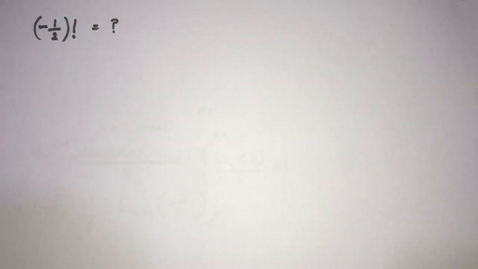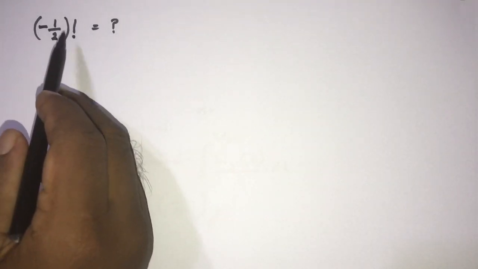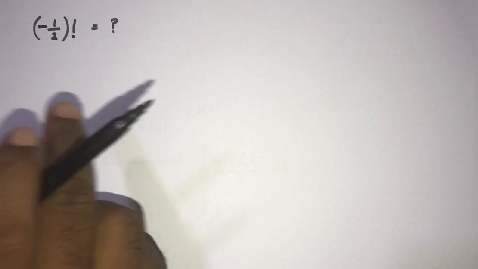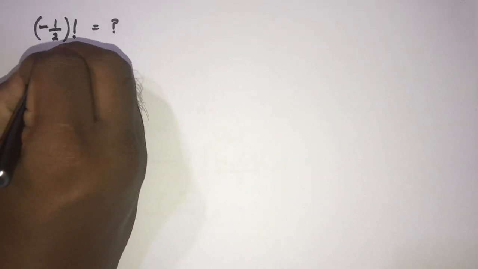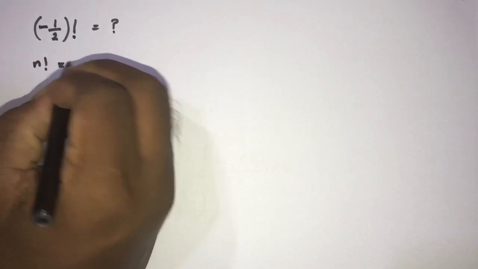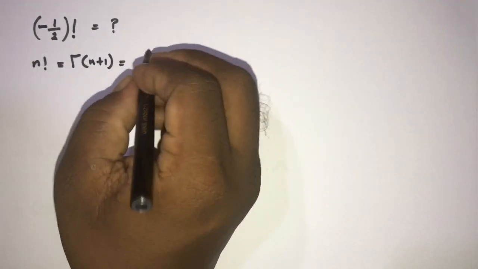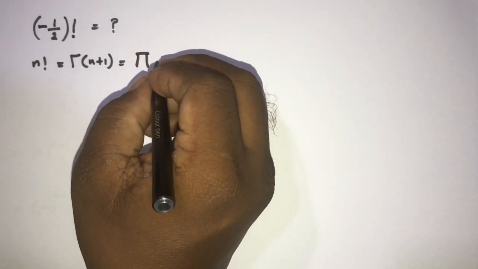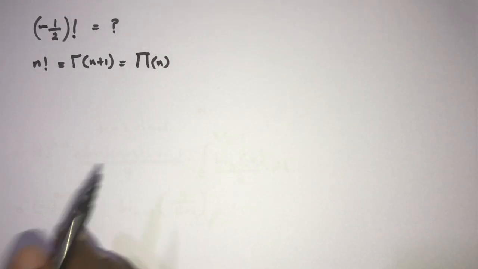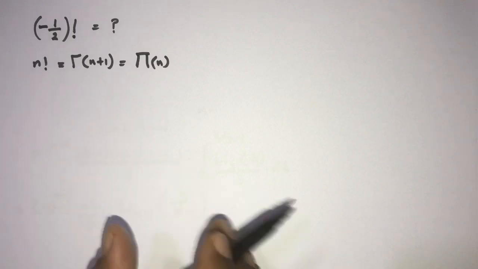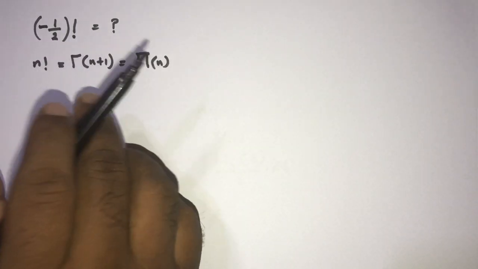Today we are going to discuss an interesting point in mathematics, negative factorial. Can we define minus 1/2 factorial? First, we know n factorial is equal to gamma of n plus 1, and we can also write this using the pi function, so pi of n. Factorial is defined for positive integers. Today we are going to find the minus 1/2 factorial.